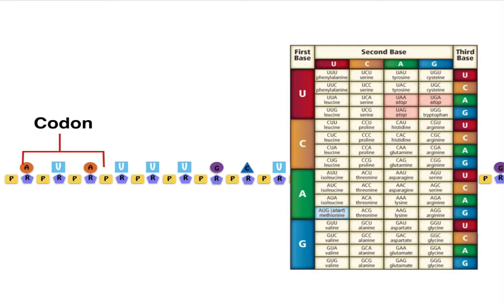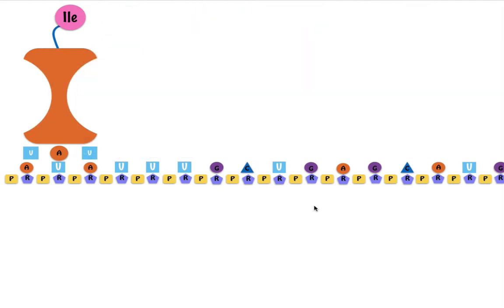So if I have an AUA, that means the first base is A, so it could be any one of these amino acids shaded in blue. And if I look at my second base, you see my second base here is a U. That narrows it down to this particular column. And then I take a look at my third base. My third base is an A, so that narrows it down to AUA, which is isoleucine. So that's the particular amino acid that tRNA will bring in, isoleucine.